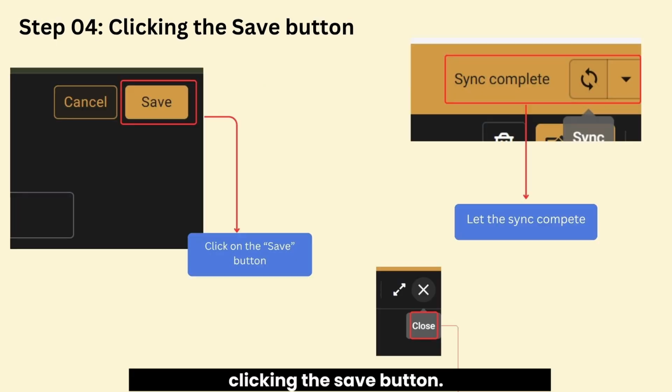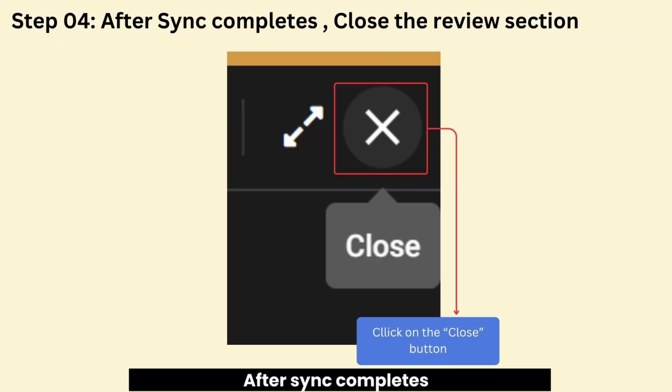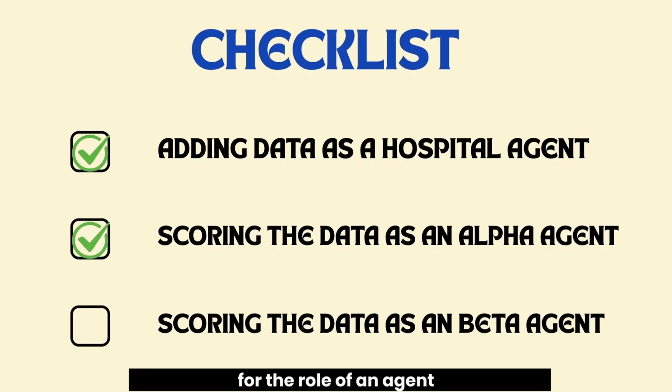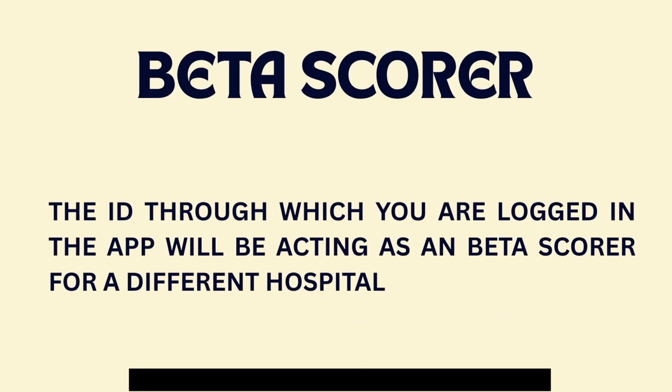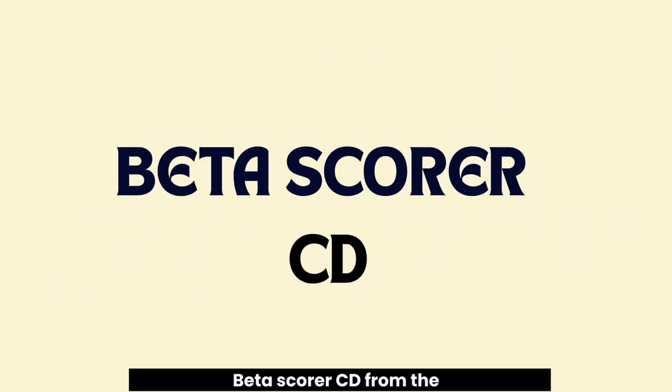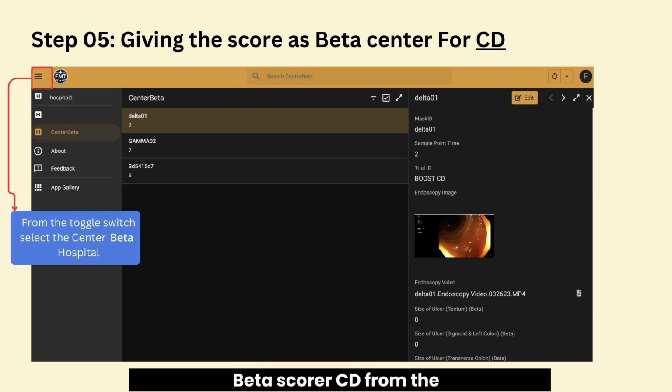Click the Save button. After sync completes, close the review section. Checklist is completed for the role of an agent and an alpha scorer. Beta scorer: the ID through which you are logged in. The app will be acting as a beta scorer for a different hospital. From the toggle switch, select the center Beta Hospital.